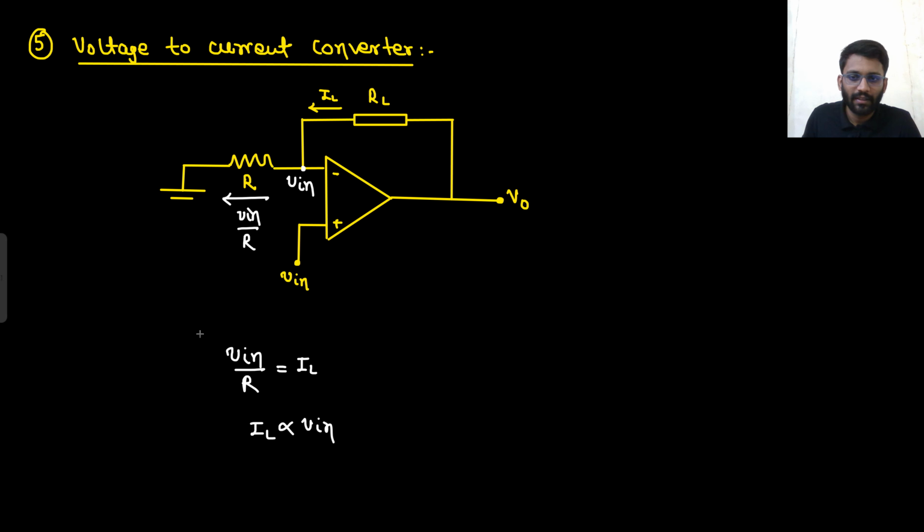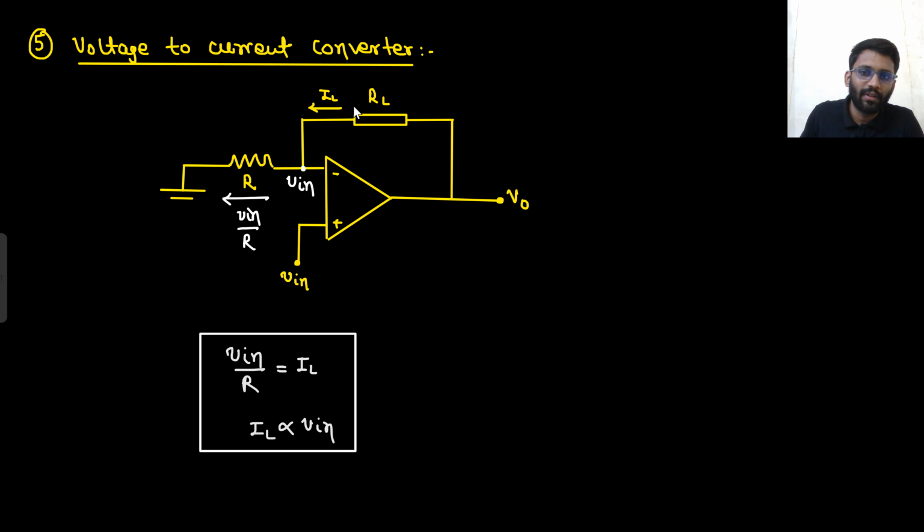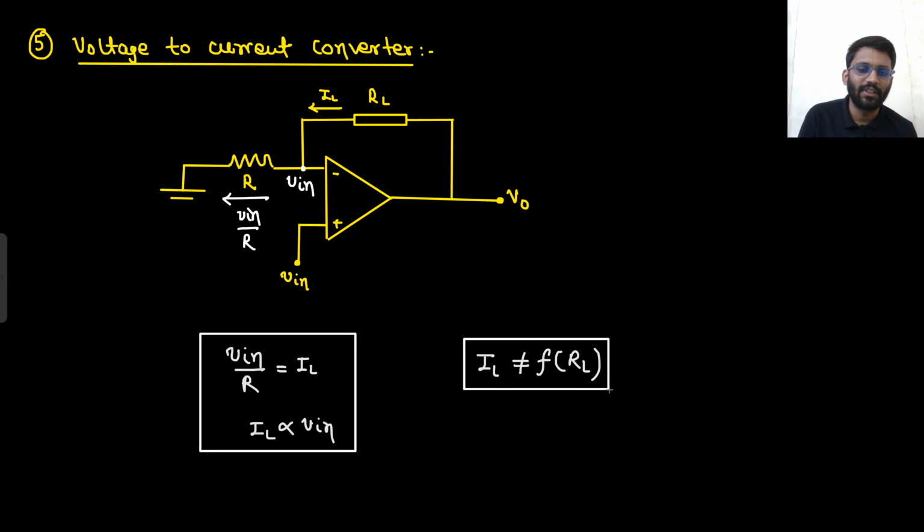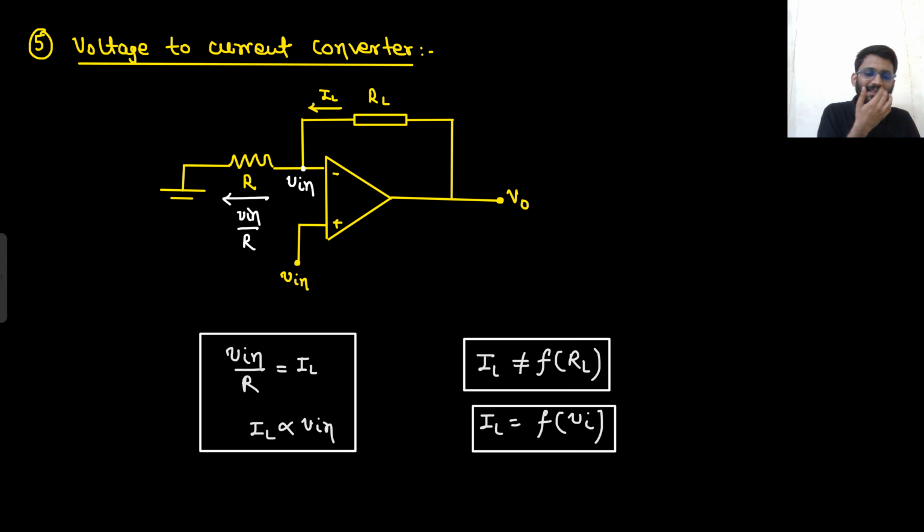That's it. Very easy. The thing is, your load current, the current in this RL resistance, is not depending on this resistance. The current in this RL resistance is not depending on RL. The current IL is not a function of RL. So this is what I wanted to show, that the current in the load should not be a function of RL. The current in the load is a function of the V in voltage. So the voltage to current converter is a function of the input voltage, right? So very simple it is.